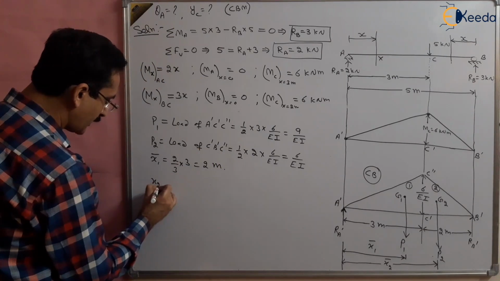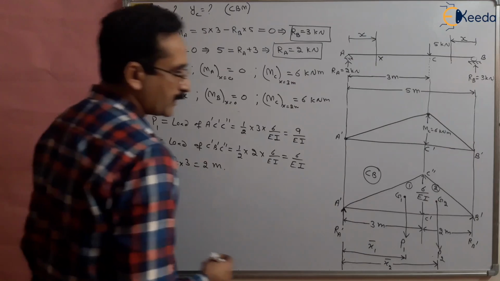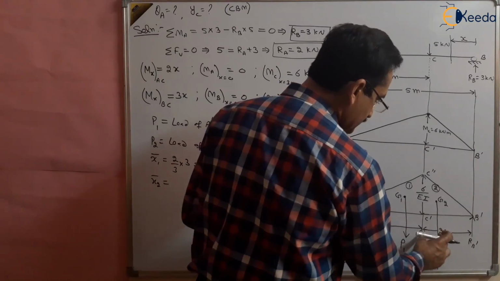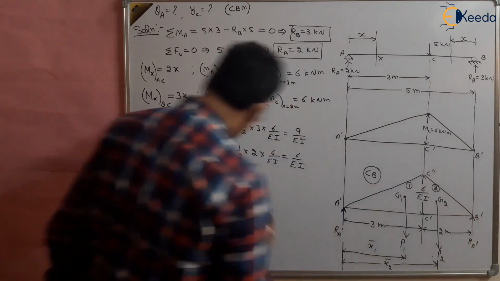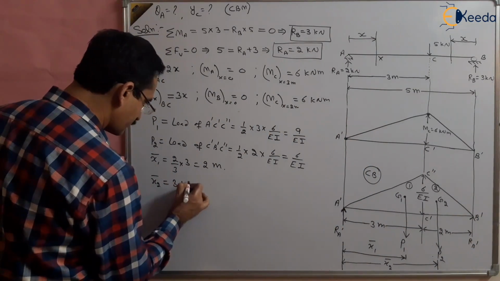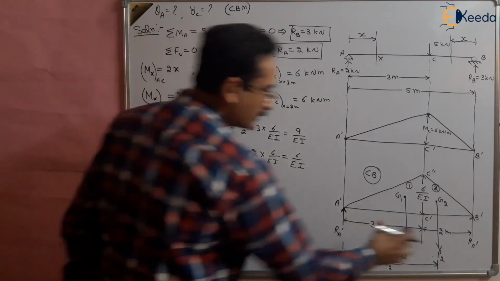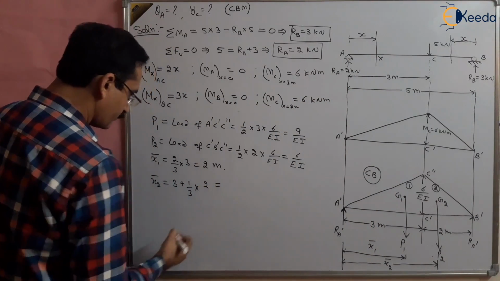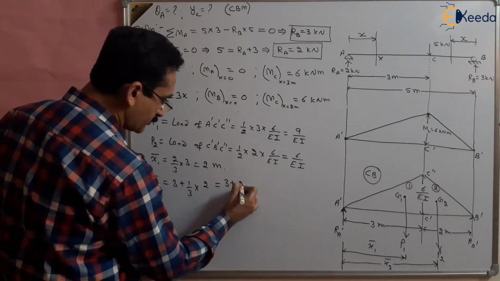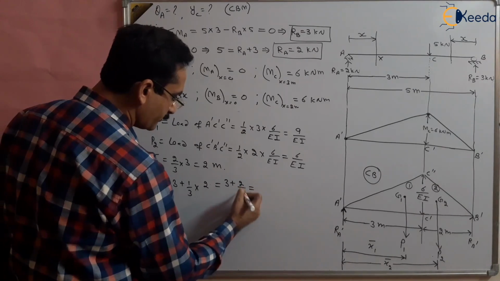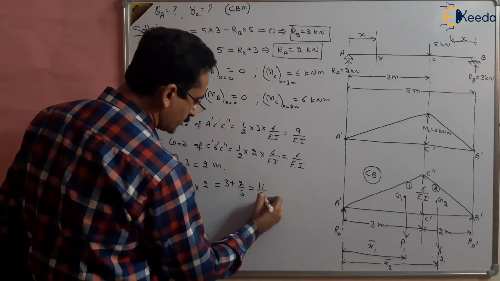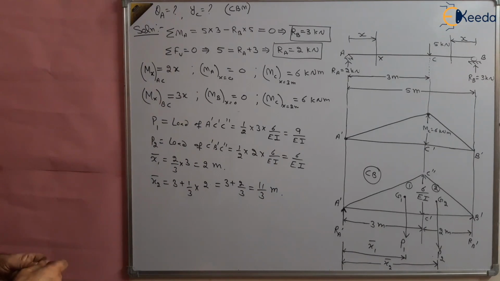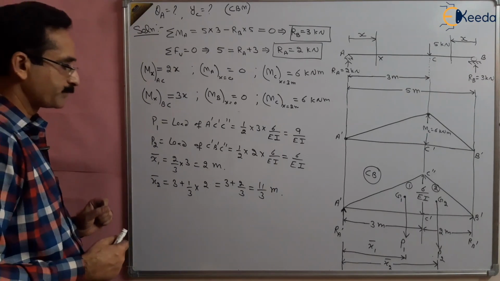And what is x2 bar? That is equal to 3 plus 1/3 of the total distance. So this is 3 plus 1/3 of the total distance, which is 2 meters. This will be equal to 3 plus 2 by 3, so this will be equal to 11 by 3 meters. So this is x1 bar and x2 bar.